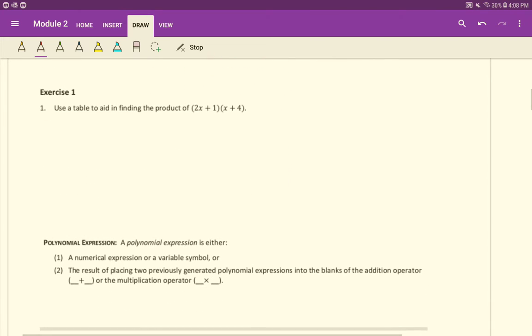So let's do the same thing here. We'll do one more practice with this, multiplying 2x plus 1 times x plus 4. Go ahead and pause the video and try it on your own.